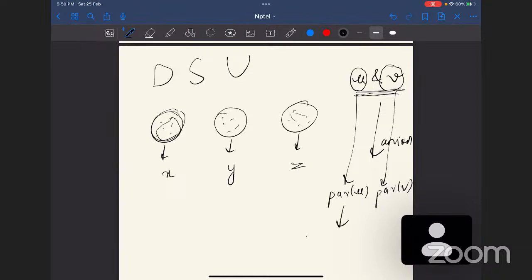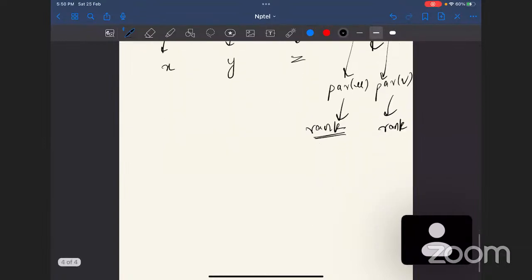We find the rank. We find the rank of the parent of u, we find the rank of the parent of v. If both the ranks are same, if both the ranks are equal, then what do we do?